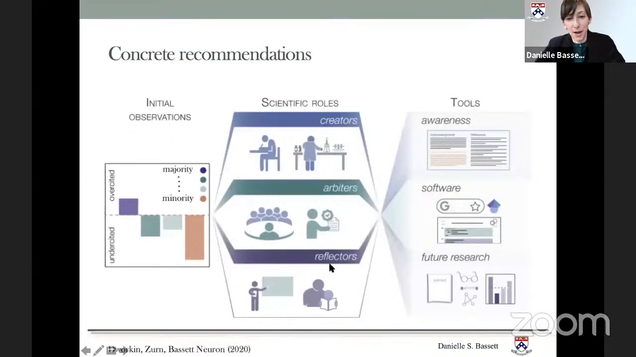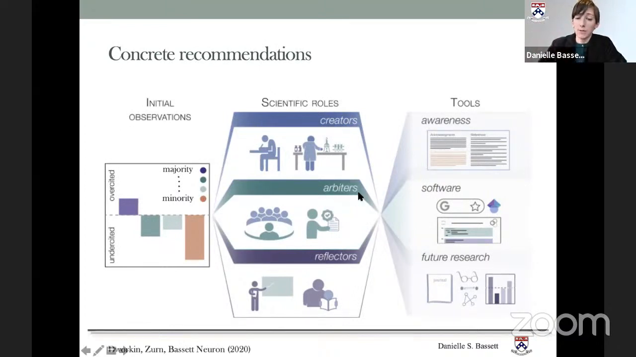If you're curious about some concrete recommendations for wherever you are in your career in science, we do have a paper that was recently published in Neuron, which offers some suggestions for scientists in different roles. Those who create the science, so the undergrads, graduate students, postdocs who are actually at the bench working or at the computer writing the code.